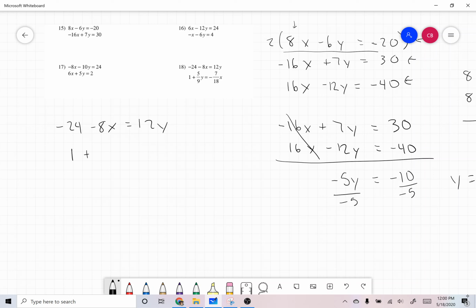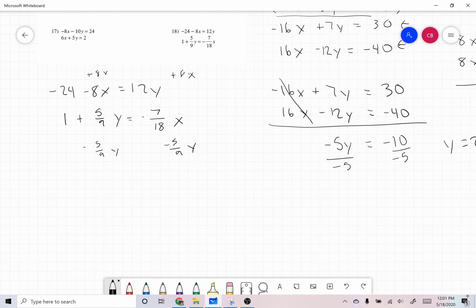And we've got 1 plus 5/9 y is equal to negative 7/18 x. Well, this one doesn't look very cute. So let's get the x's and y's on one side. You don't necessarily have to. You just need to make it match. But I'm going to get the x's and y's on one side. So to do that, I'm going to add 8x to the other side on this one. And I'm going to subtract 5/9 on both sides on that one. So that's going to give me negative 20. I'm going to write this in another form. This is going to be 8x plus 12y is equal to negative 24.